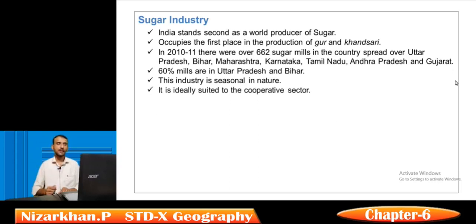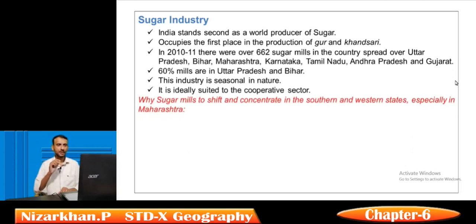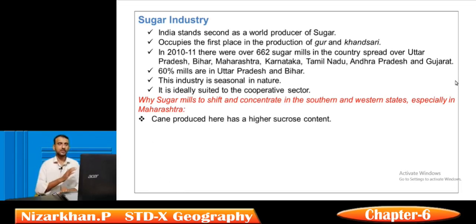Then another question: why do sugar mills shift and concentrate in the southern and western states, especially in Maharashtra? The reason is that the sugarcane produced in this region has a higher sucrose content. That is the first reason why most of the sugar mills are shifting and concentrating in the southern and western states.